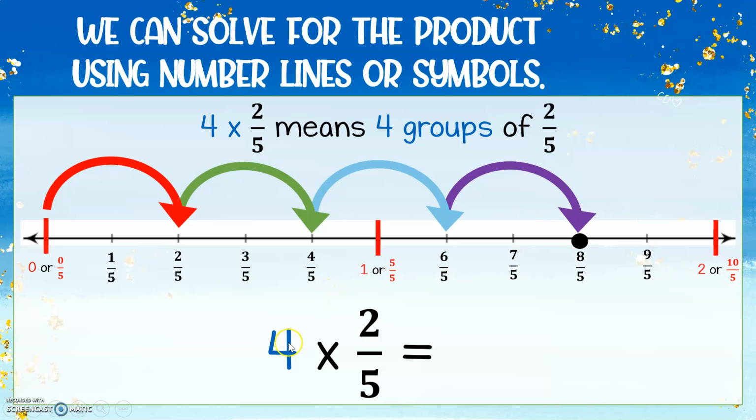So remember, we're going to multiply our whole number by the numerator of our factor. So 4 times 2, and that'll get us the numerator of our product, which should be 4 times 2 is 8. Notice it matches our 8/5, the numerator 8, from our model. And the denominator for the factor is the same as the denominator for the product. So if the denominator for the factor is 5, the denominator for the product is 5. So either way, whether we're using symbols or the number line, we got the same answer of 8/5.